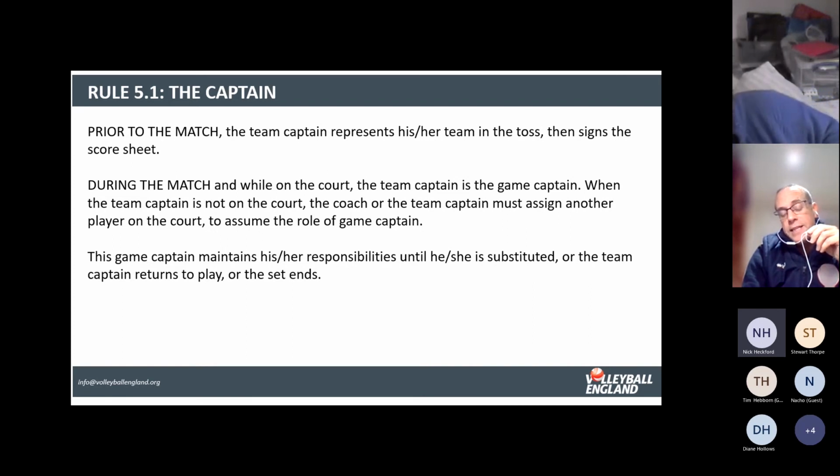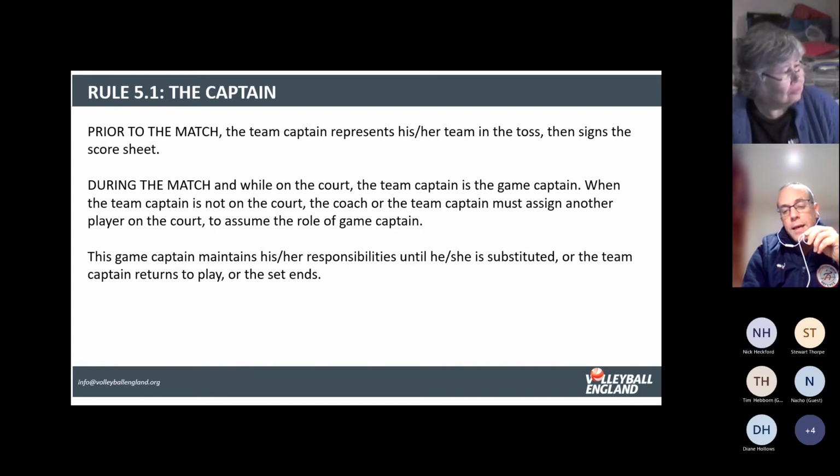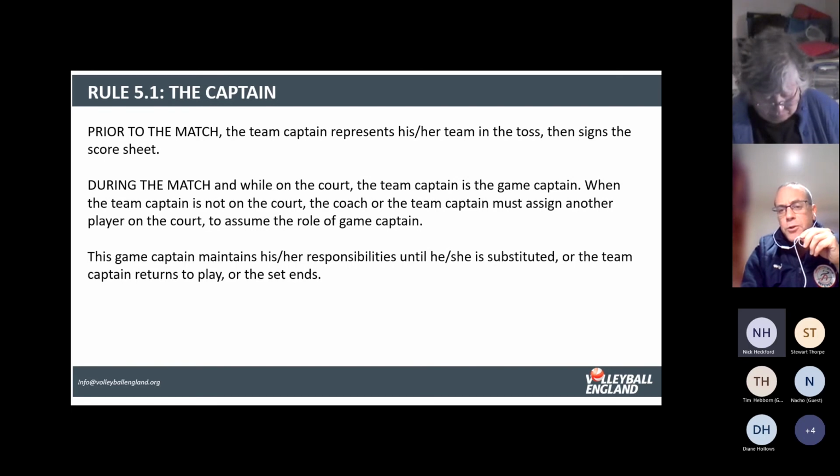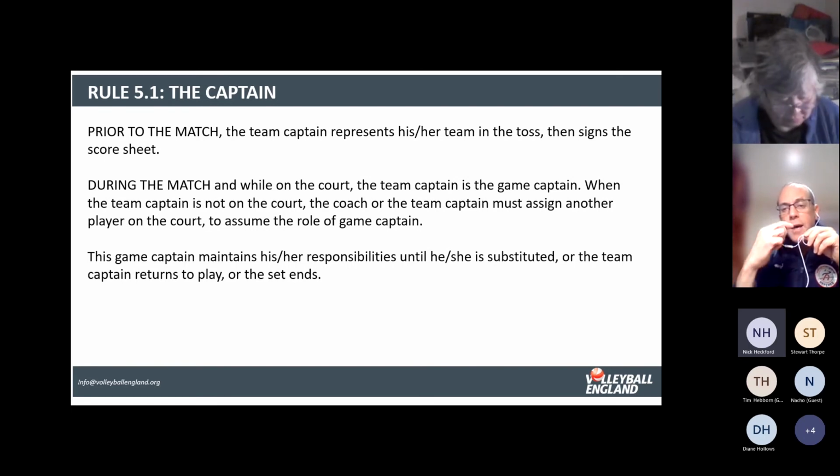Because it's the tricky bit about when the coach is absent and when the coach is present. The coach does not absent themselves from being coached by being on the court, but if they are on the court, then the team captain must assume the role of identifying timeouts. I think I'm correct in that. I'm sure Di would tell me if I've got that the wrong way around.